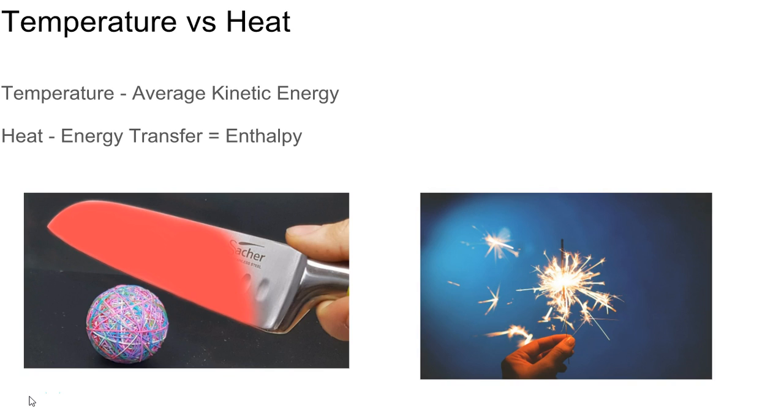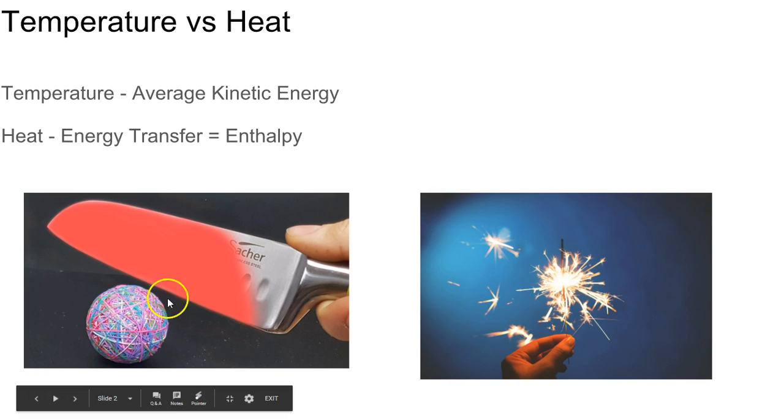So the first thing we have to talk about is the difference between temperature versus heat. Temperature is going to be the measure of the average kinetic energy of a system, while heat is going to measure the energy transferring between one system and another. We can also call this enthalpy. And energy transfers from something that is hot to something that is cold. What is the difference between the two?